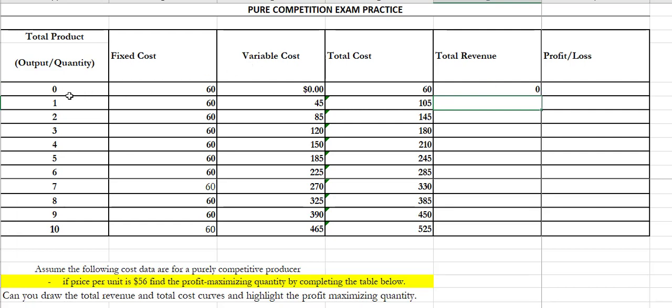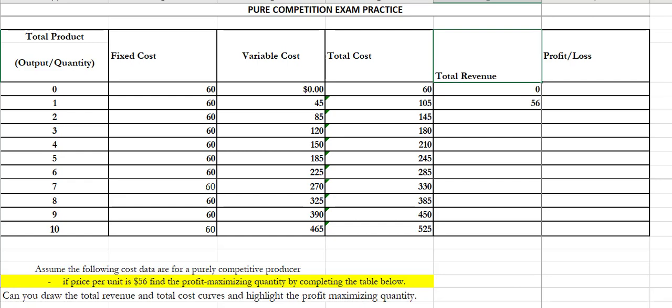Now what about if they make 1 unit of the good? Remember the price is 56. If they make and sell 1 unit of the good, how much money would they earn? 1, and they sell it for $56, they would just earn $56. What about 2 units and they're selling it for 56? Well, it's 2 of them, so they will get 56 plus 56.